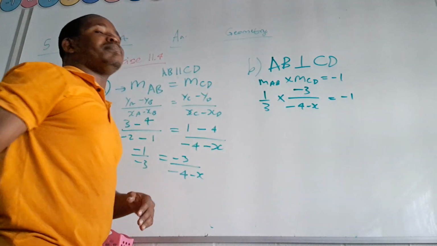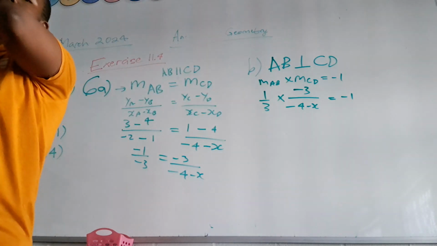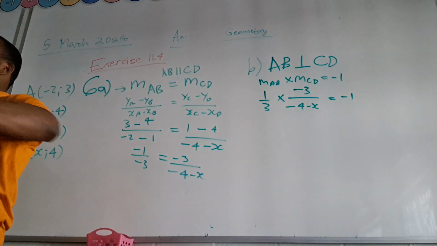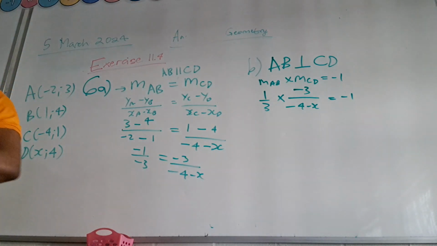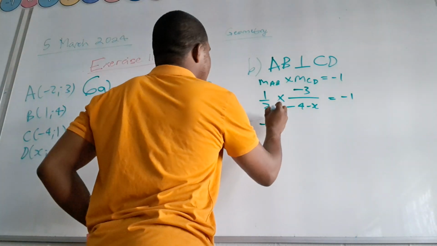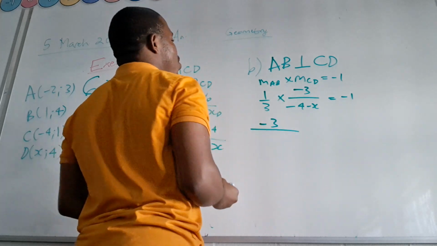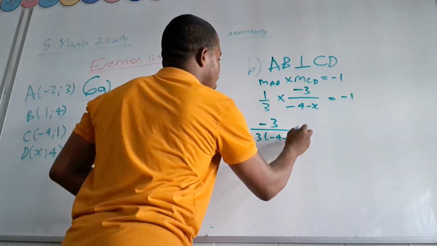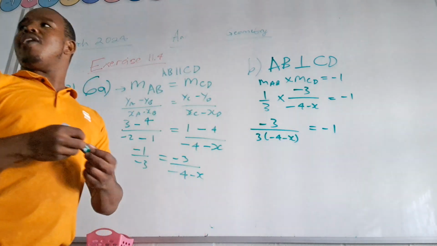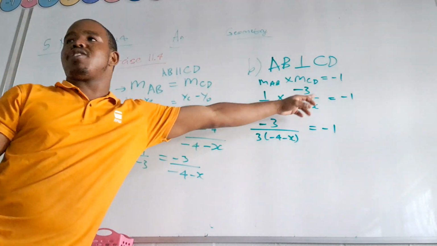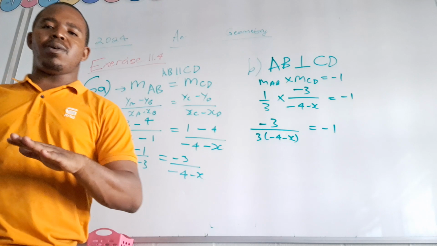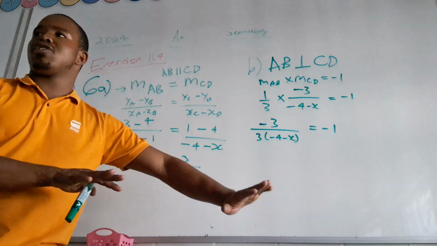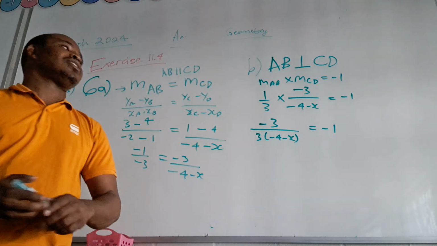Now, how do you multiply fractions? Multiply the numerators, multiply the denominators. Multiply the top all the way through, multiply the denominator all the way through. So this becomes negative 3. Now this 3 is going to multiply with minus 4 minus x. Have to distribute here. Remember, when you multiply fractions, you multiply the numerator, you multiply the denominator.